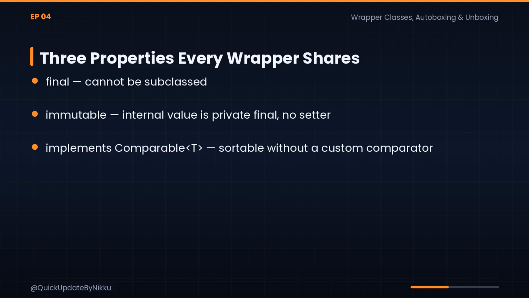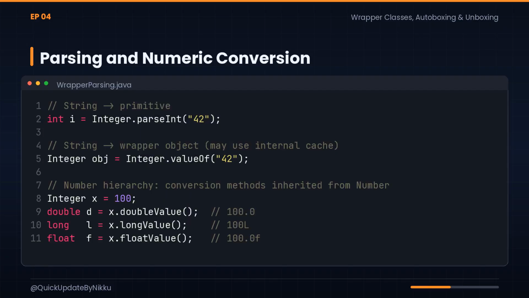additional code. parseInt returns a raw primitive int, while valueOf returns an Integer object, a distinction that matters for memory and caching reasons we will cover shortly. Because Integer extends Number, the doubleValue, longValue, and floatValue methods are inherited and always available on any numeric wrapper, not just Integer.